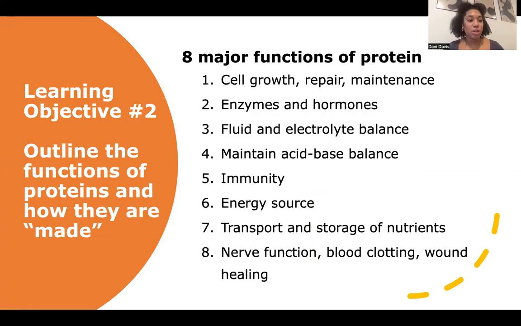So learning objective 2, outline the functions of proteins and how they are made. There are 8 major functions of proteins. 1, cell growth, repair, and maintenance. 2, enzymes and hormones. Fluid and electrolyte balance. Maintain acid-base balance. Immunity, an energy source. Transport and storage of nutrients. Nerve function, blood clotting, and wound healing.